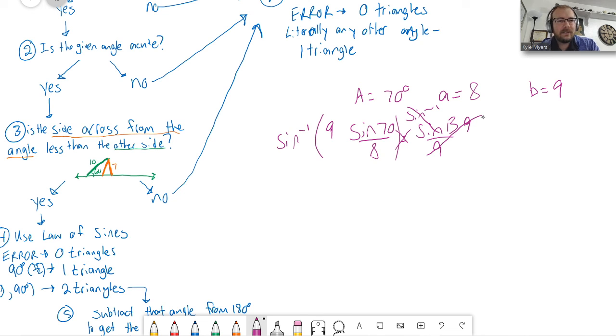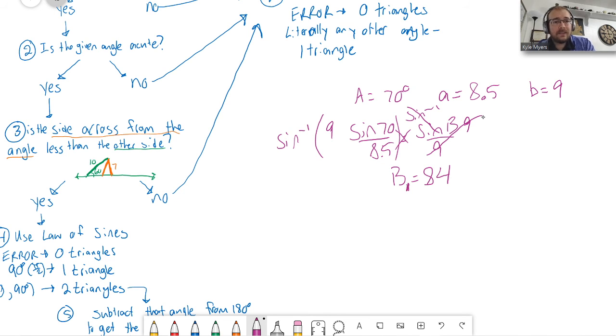Let's do this a little differently. Let's say this is 8.5 now, because I decided. So let's change this to 8.5 and see if we can get two triangles out of this. Sine inverse of 9 times sine 70 and divide by 8.5. There we go. When I change it to 8.5, I do get an acute angle. So B is 84 point something, and I'm just going to round to 84. Now that's B1.